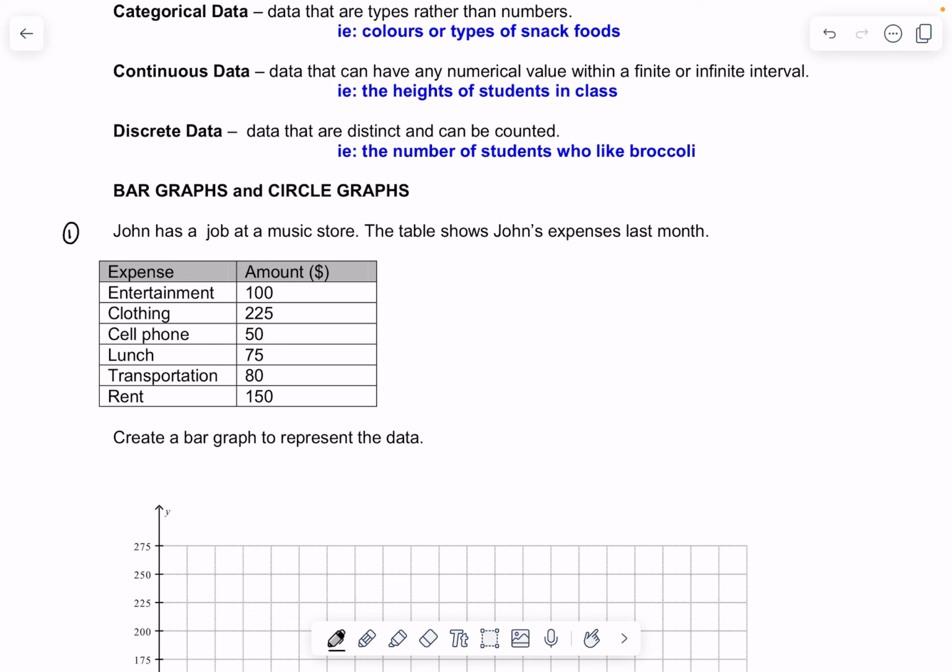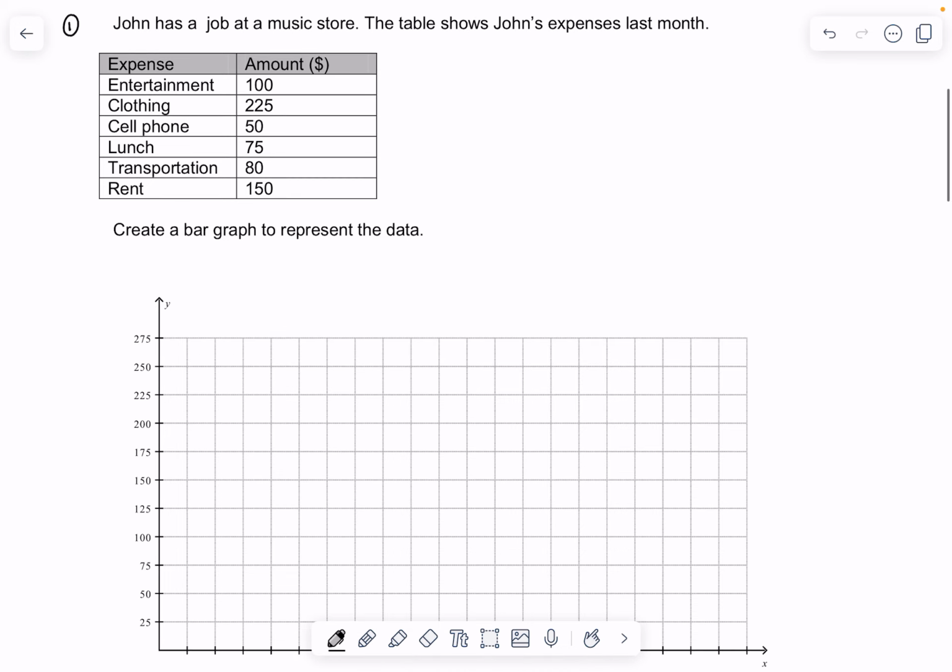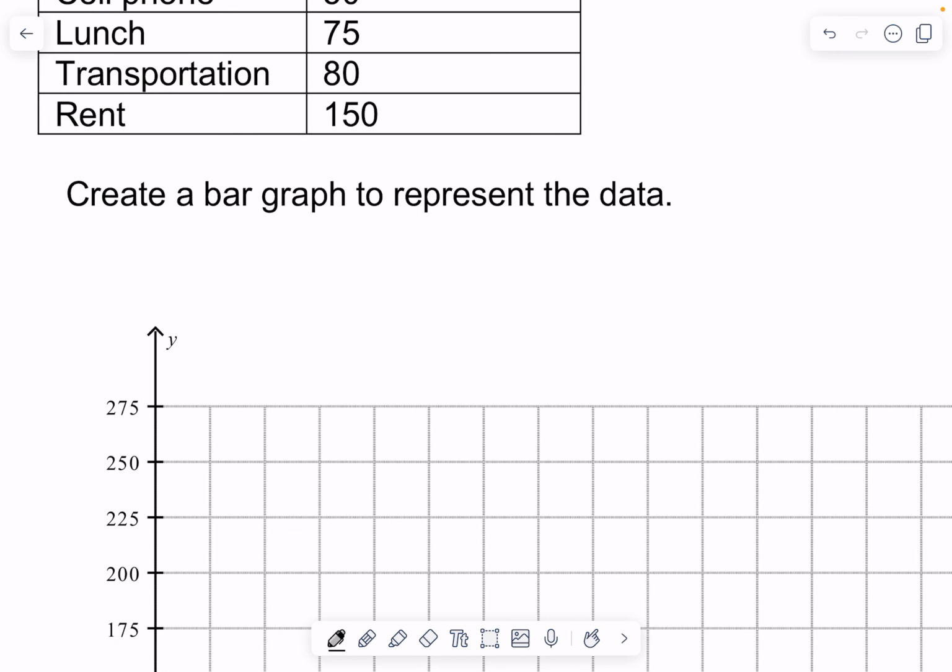So our first step, nice and easy, we're just creating a bar graph. Everyone's done it in middle school. We're going to go back to the basics. First and foremost, you might want to put a title on it. Okay, so all I did there, I just wrote John's expenses.